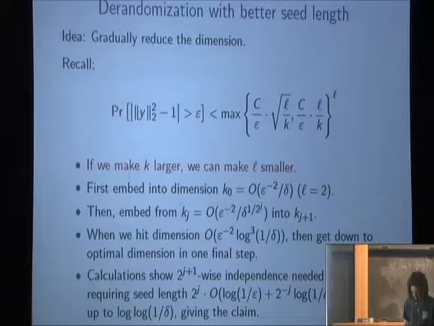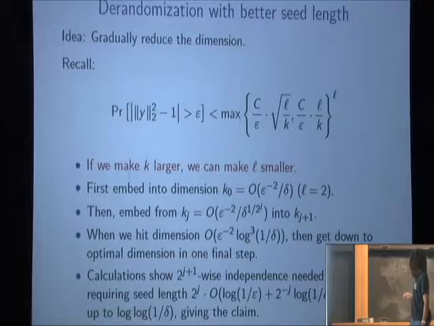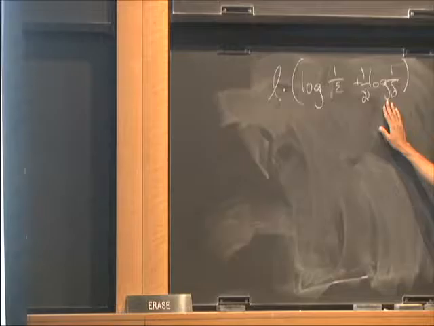Alternatively, you could say the whole previous part has a suboptimal dimension, but optimal seed length. So you might have epsilon squared log cubed 1 over delta rather than... Right. Wait, so that... No, even the previous part is suboptimal seed length, because this 2 to the j is killing this 2 to the j. Right. And I get log 1 over delta. Right. But that happens log 1 over delta times, because that's the number of levels in my gradual stuff.